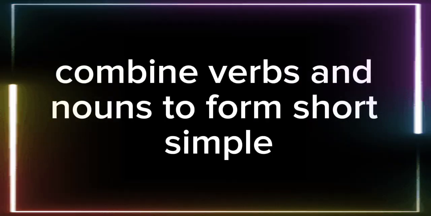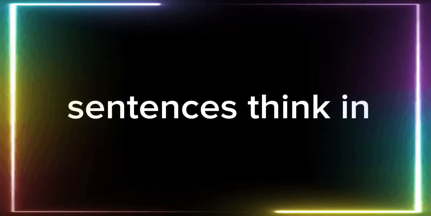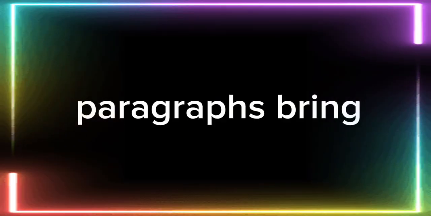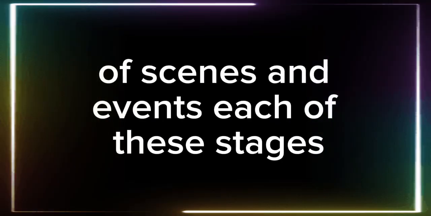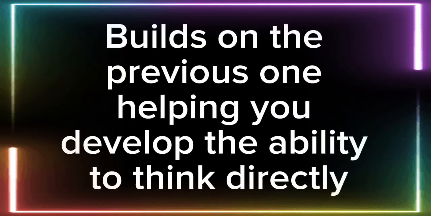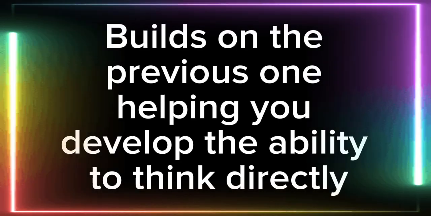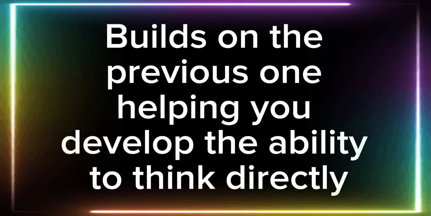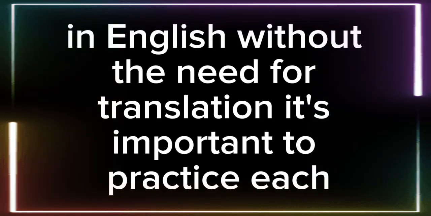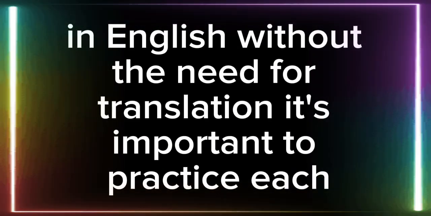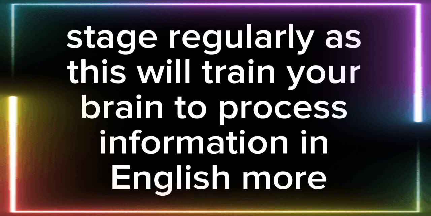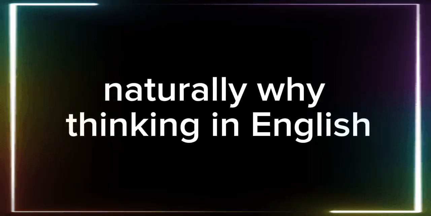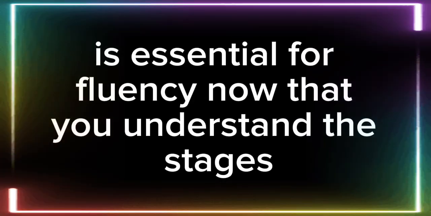Combine verbs and nouns to form short, simple sentences. Think in paragraphs. Bring everything together to create detailed descriptions of scenes and events. Each of these stages builds on the previous one, helping you develop the ability to think directly in English without the need for translation. It's important to practice each stage regularly, as this will train your brain to process information in English more naturally. Why thinking in English is essential for fluency.